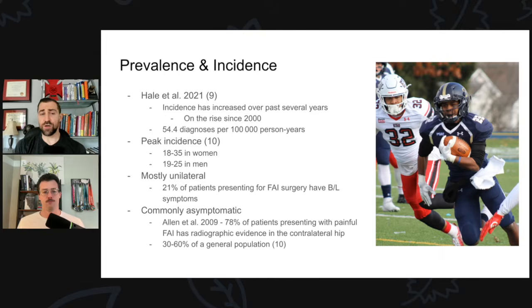Peak incidence is going to be somewhere between 18 and 35 in women, and a little bit younger, 19 and 25 in men. Generally speaking, this is mostly unilateral, although 21% of patients presenting for FAI surgery have bilateral symptoms. And I've heard this a lot from surgeons. I don't think it's a good thing to tell your patients, but when folks go in for FAI surgery, oftentimes the doc will tell them it's only a matter of time until you get the second one done, which is a terrible thing to say.